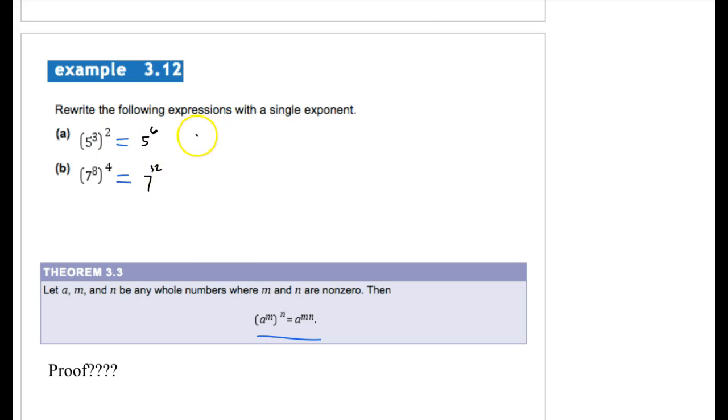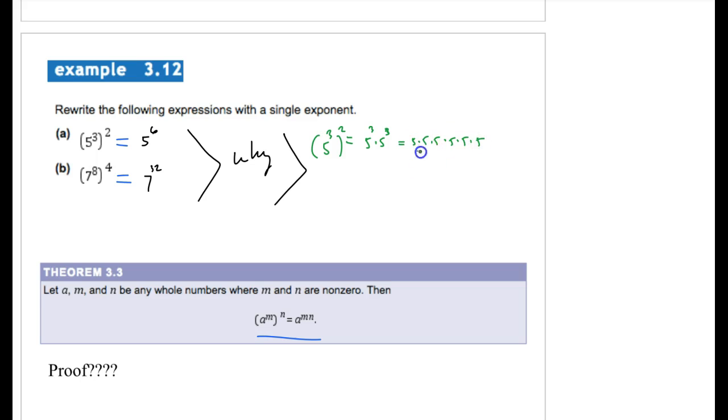And again, now I want you to think about why, the why question. Why does this work? So that you can understand this and not memorize. And so 5 cubed squared really means 5 cubed times 5 cubed. And so then we have a rule where we just add the exponents now. Or again, you could say that just means 5 times 5 times 5 times 5 times 5.